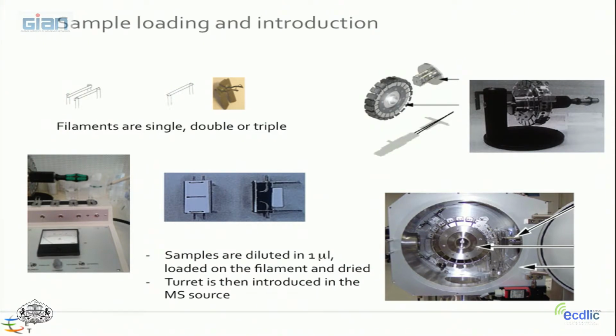With this kind of apparatus, you heat it gently. You introduce a current, so it's like a lamp, okay? The filament is glowing, and then the element dries on the filament. You put it on the turret and introduce it into the mass spectrometer. Then you will ionize your sample the same way.